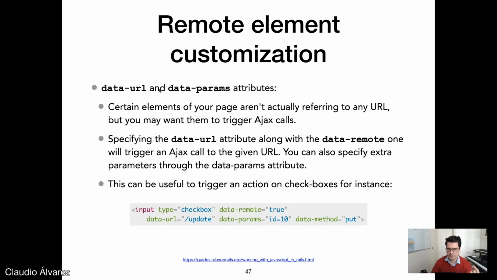So data URL and data params attributes are also other data attributes that are available. Certain elements of your page aren't actually referring to any URL, but you may want them to trigger Ajax calls. Entonces, specifying data URL attribute along with the data remote, one will trigger an Ajax call to the given URL. You can also specify extra parameters through the data params attribute. This can be useful to trigger an action on checkboxes, for instance.